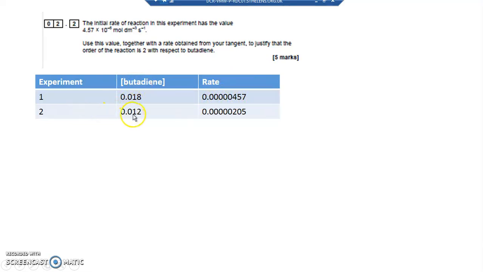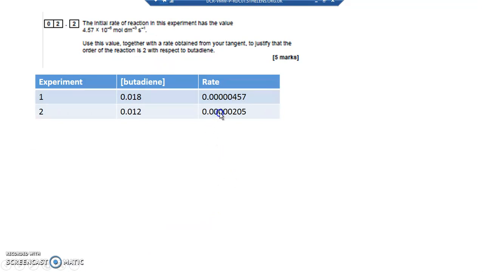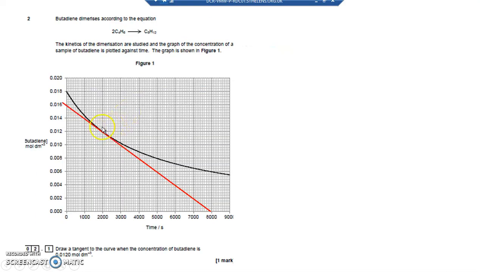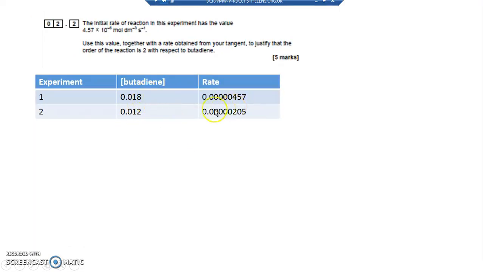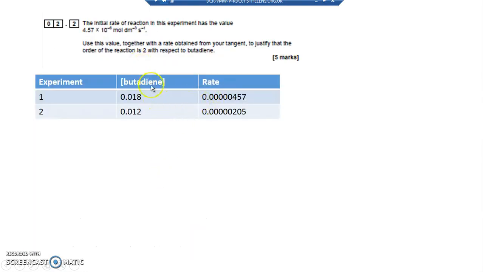So I also know at 0.012, I've been asked to draw a tangent. Now, why would they ask me to draw a tangent? The only reason they ask me to draw a tangent to the curve is to work out the gradient. The gradient is the height, 0.016, divided by the width, the x-axis, which is 8,000. 0.016 divided by 8,000 equals 0.000205. So at concentration 0.012, here, the gradient is this. So I've got these two values now. Now this might be slightly out because I've just estimated a tangent, but we'll have a look what happens.